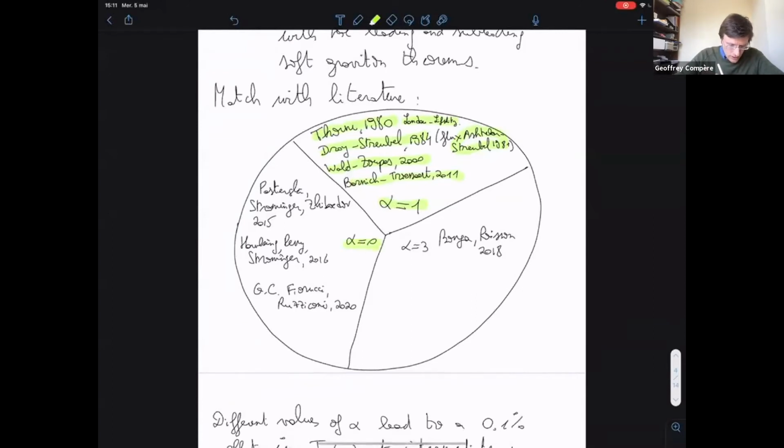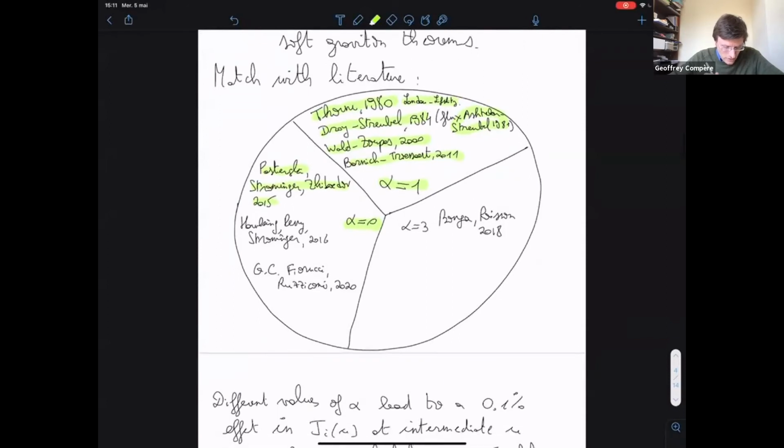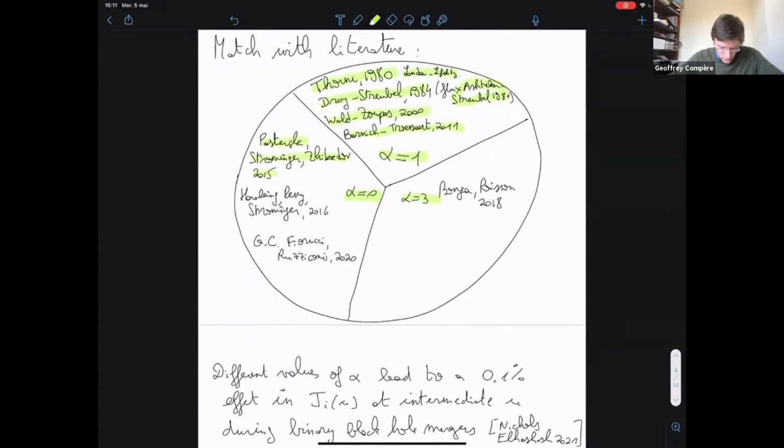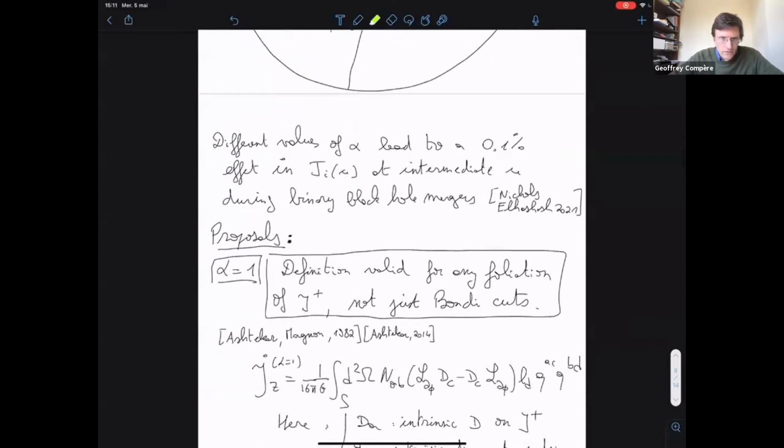And alpha equals 0, well, it seems that it was introduced here. I don't see an earlier place, and then used in these papers. And then another paper, Bonga-Poisson, actually used alpha equals 3, which is a different prescription. So now the point is that different values of alpha lead to an effect. It's not zero, so it's important to see how we represent these charges. It was computed by David Nichols. Here, there's a 0.1% effect they obtain approximately if we compute this change for alpha of order 1 for binary black hole mergers.